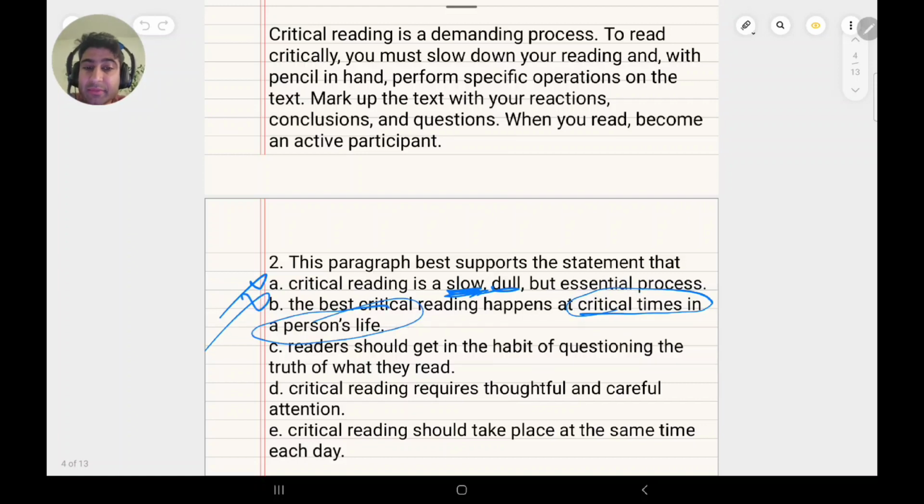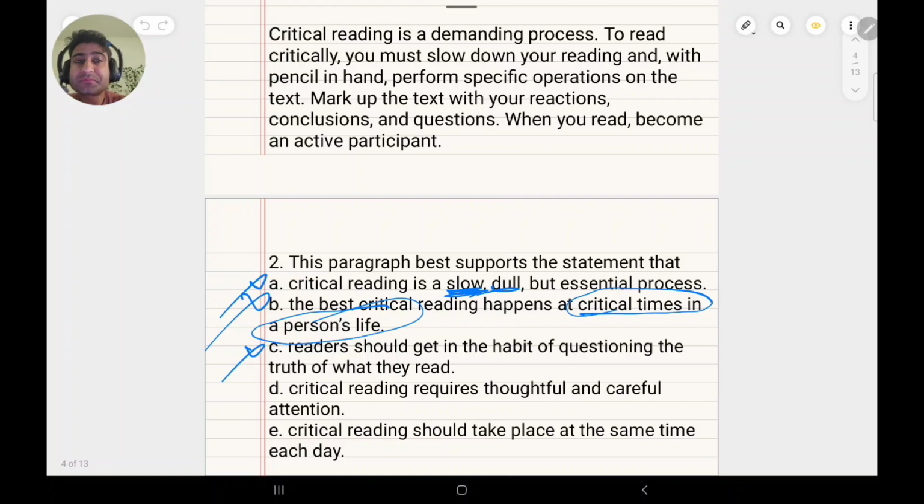Readers should get in the habit of questioning the truth of what they read. There's nothing about the truth. They told that yes, you have to do the markup of the text with reactions and conclusions. Nothing about truth or falsehood has been mentioned. Critical reading requires thoughtful and careful attention.